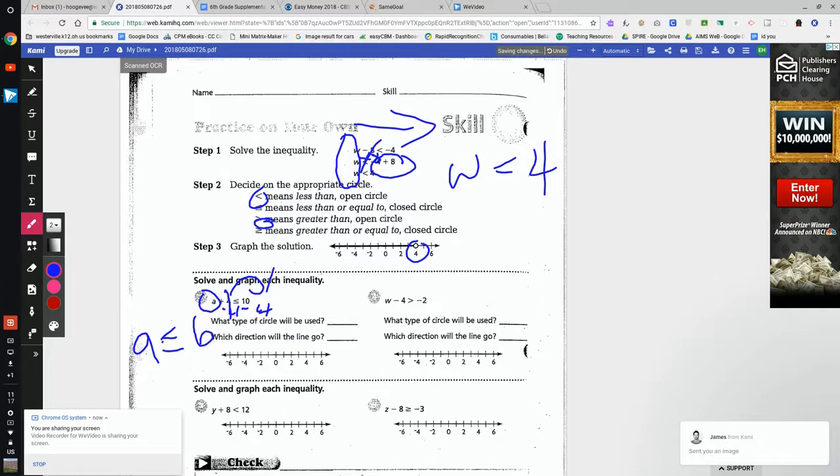So looking at my arrow point, it's pointing right here to the right. So I know I need to make a closed dot on the 6 and send it to the left. So again, what type of circle? It would be closed, C for closed. Which direction? Left, L for left.